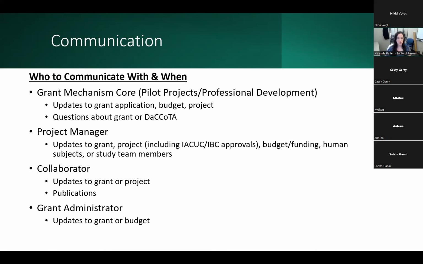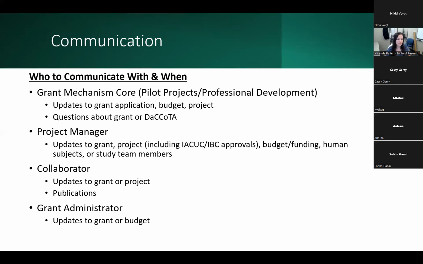So the grant mechanism core. So this would be either the pilot projects core or the professional development core of DaCCoTA. These individuals who are releasing the RFAs and who receive your applications and can assist with finalizing them and getting them fully submitted. It is good to know to communicate with these individuals when you have any updates to your grant application, your budget changes at all, or if your project were to change in any format. These are also great people to reach out to if you have questions about your grant or DaCCoTA in general.